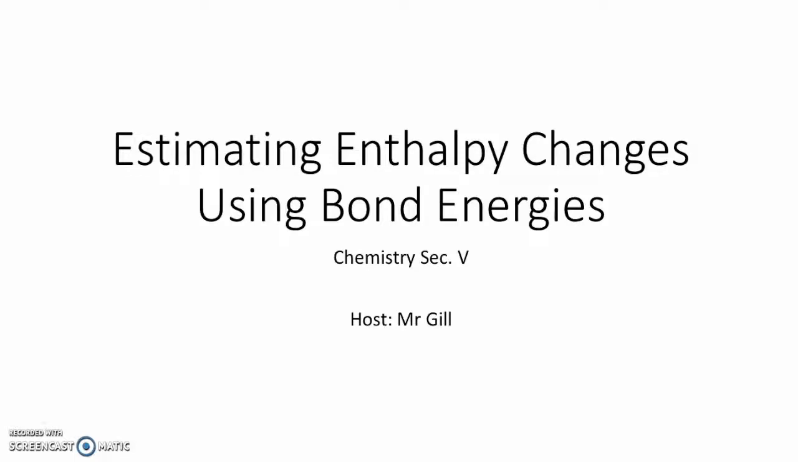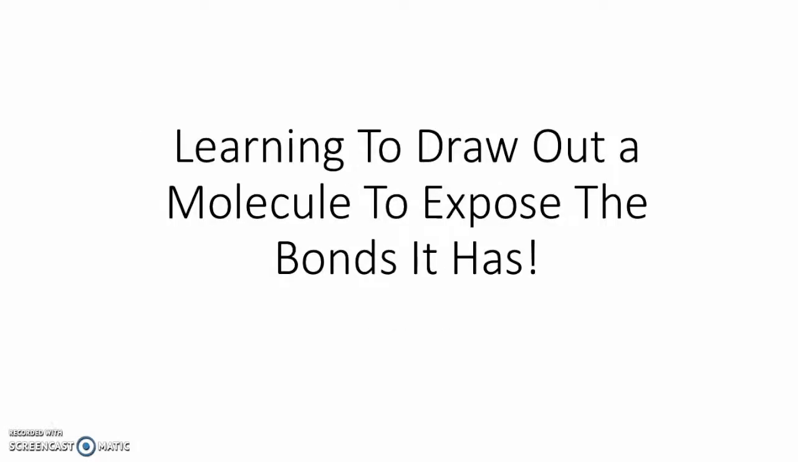So if we could figure out the enthalpy of each reactant and each product, we can actually approximate the enthalpy change of our chemical reaction. So how do we do this? Well, the first step actually is to learn how to draw a molecule and expose what bonds it has. Because like we said, if we know what bonds it has, we can approximate the enthalpy of that molecule.